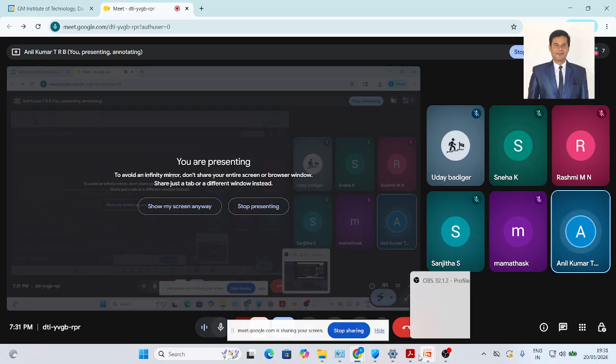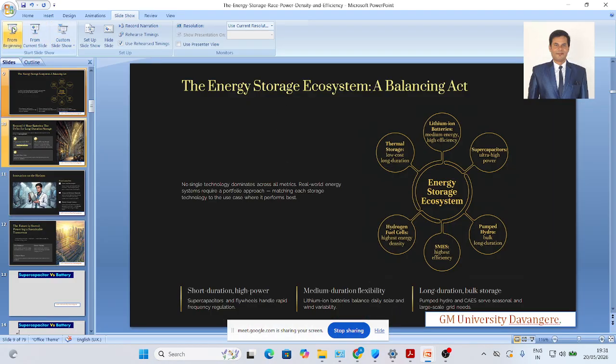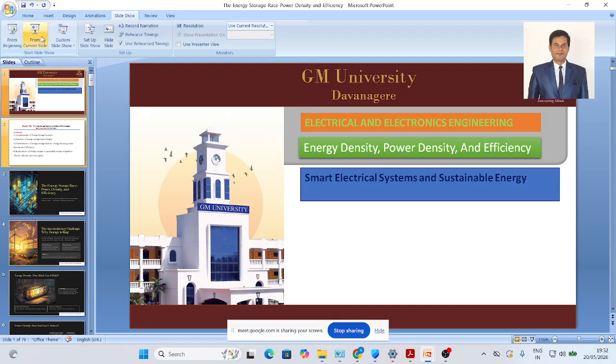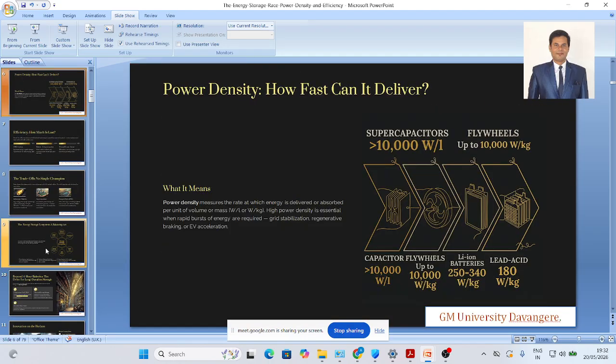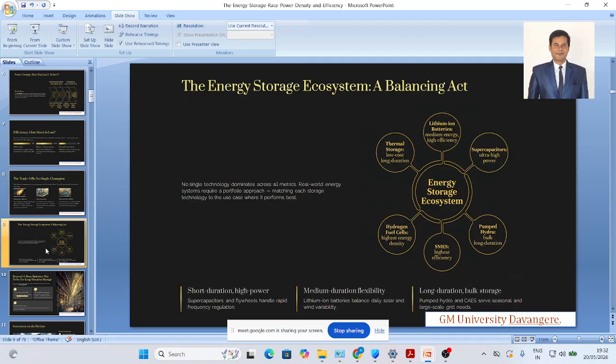So we are just discussing the various forms of energy storage in the ecosystem and the balancing ecosystems, where we have to switch between the various forms, right?